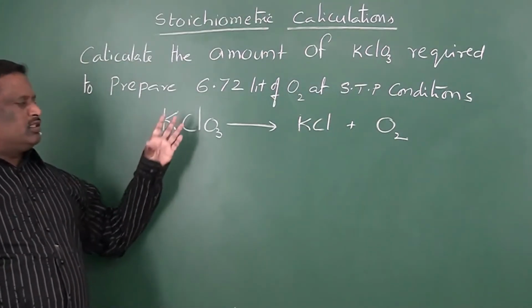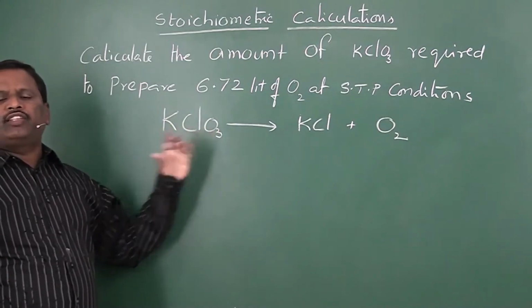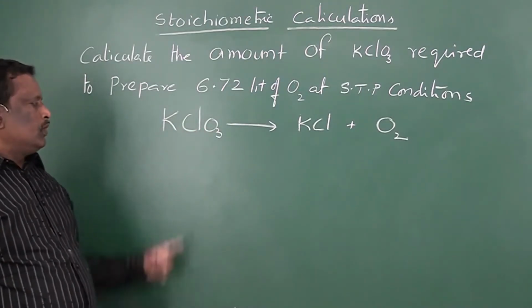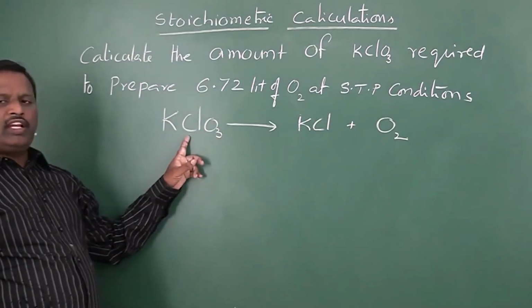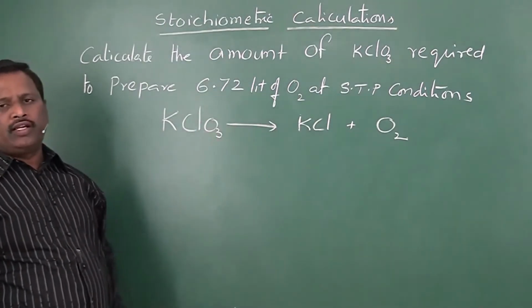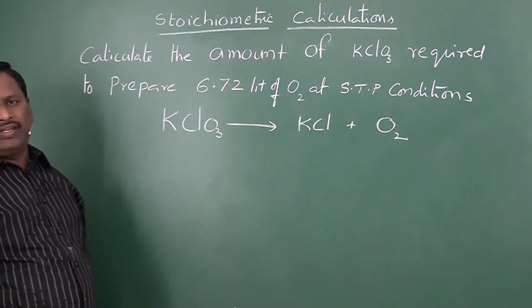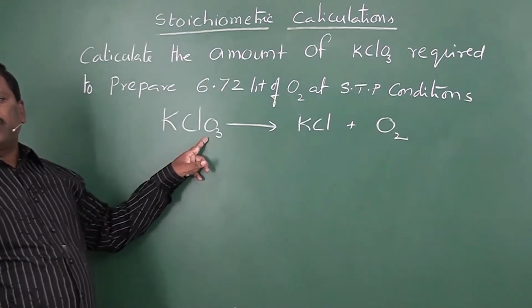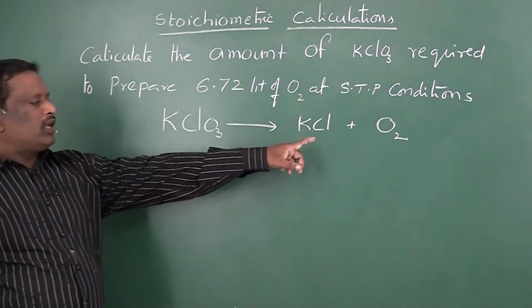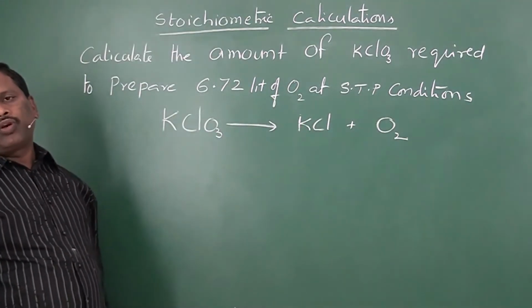Now, this is the equation. You have to verify whether it is balanced or not. 1 potassium on the reactant side, 1 potassium on the product side, 1 chlorine on the reactant side, 1 chlorine on the product side. So potassium and chlorine are both balanced. But in the case of oxygen, there are 3 oxygen atoms on the reactant side, but only 2 oxygens on the product side.